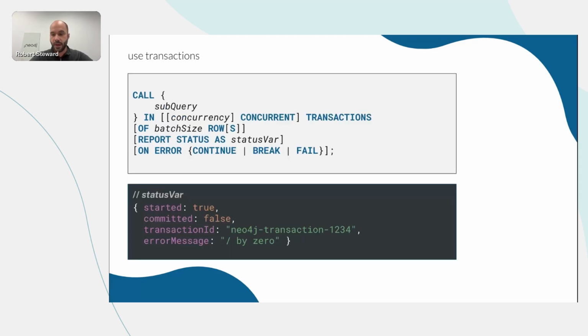And in fact, there are a whole suite of tools available in CALL IN TRANSACTIONS, including reporting status. As you can see at the bottom here, we have this status property, a status object, which contains several properties and some examples of what they look like there.